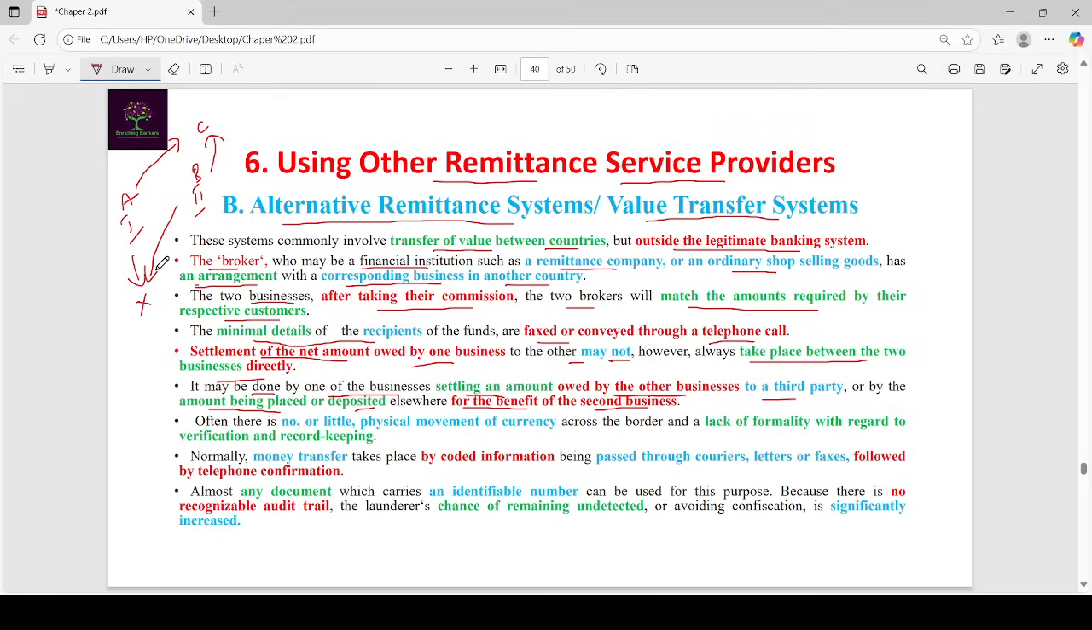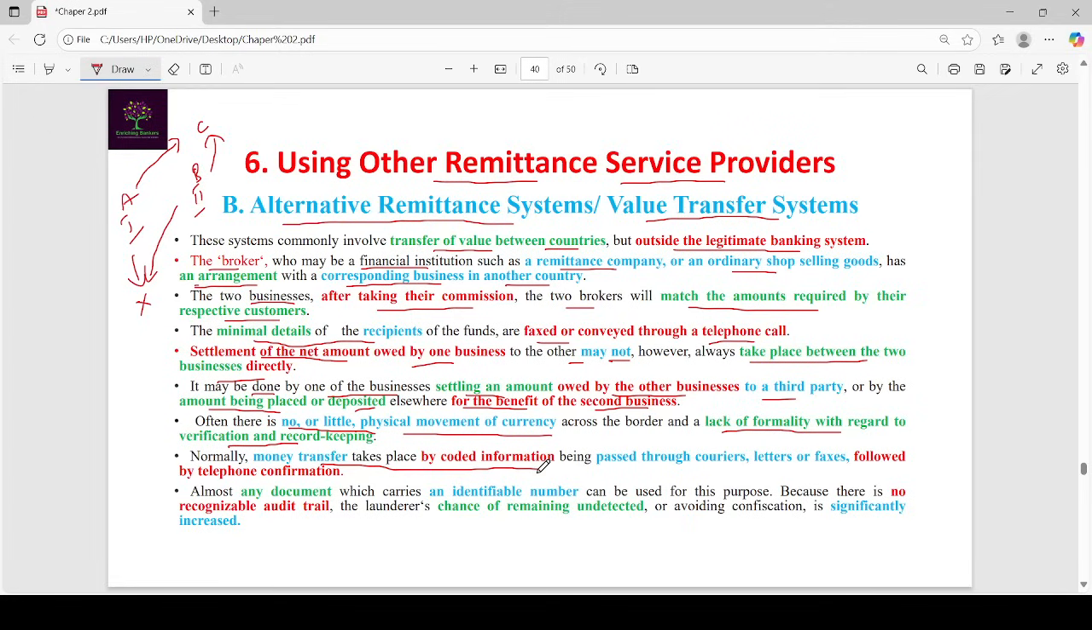They settle the net amount either to the third party, or they place or deposit that settlement amount where the second broker gets benefit. In this method, no or little physical movement of currency is involved, and also there is a lack of formality with regard to verification and record keeping. Here, no physical movement of currency is involved, and also no formality for verification and record keeping. Money transfer takes place by coded information.